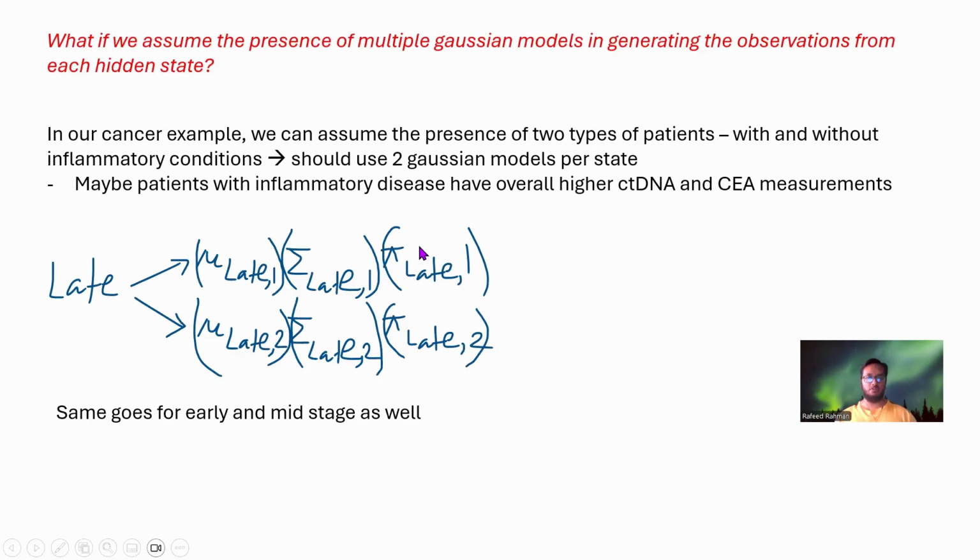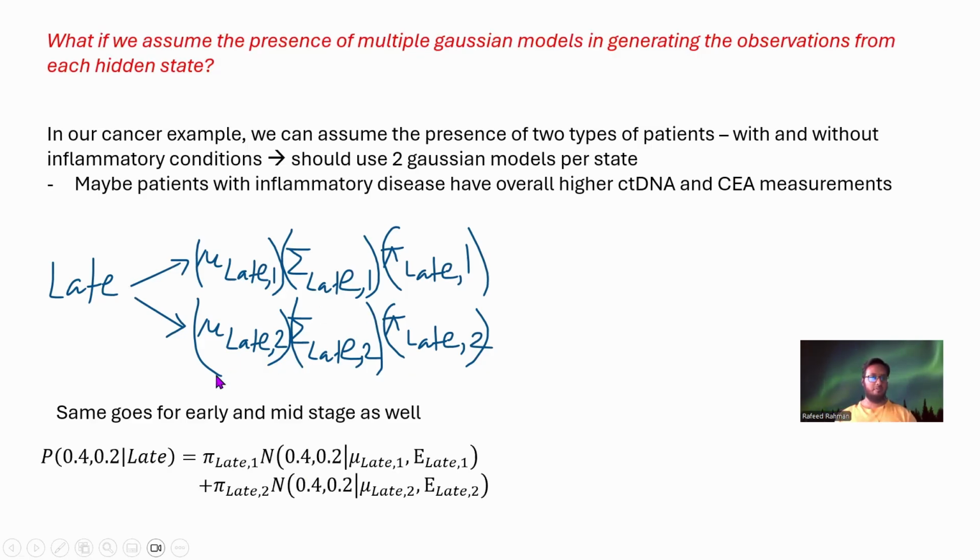Maybe for a particular observation, given late stage, 30% contribution comes from model 1 and 70% contribution comes from model 2. That is what it is actually saying. So similar parameters will have to be there for early and mid stage as well. Let me illustrate this with an example. Suppose your ctDNA level is 0.4 and CA level is 0.2, and you are assuming that you are in late stage. So what is the probability of that?